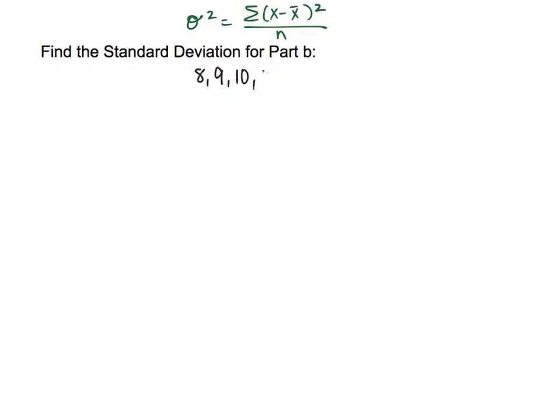So that list in part B, I believe, started at 8 and ended at 12. And so there are 5 terms here, and the mean was also 10. So now what I'm going to do is, the first step is always to find the variance first.